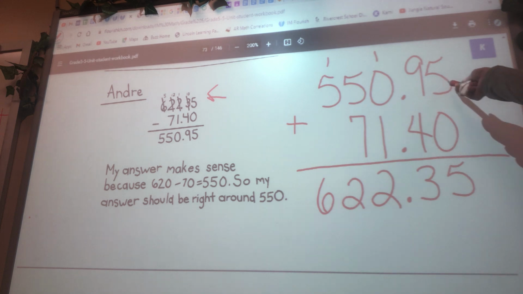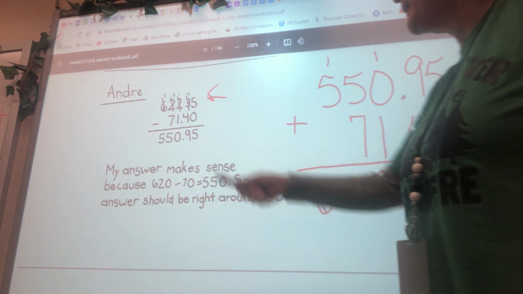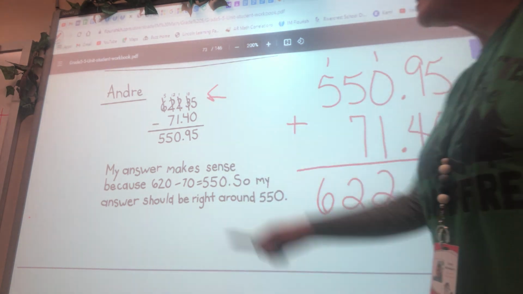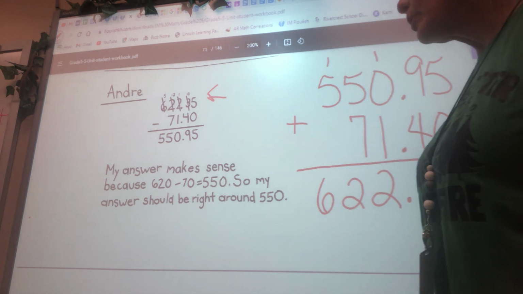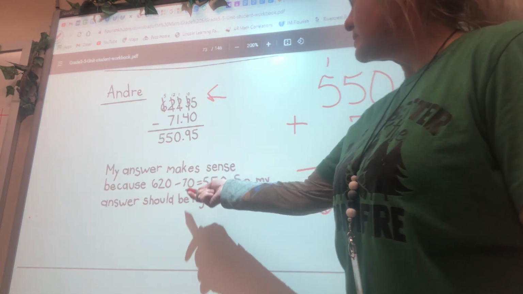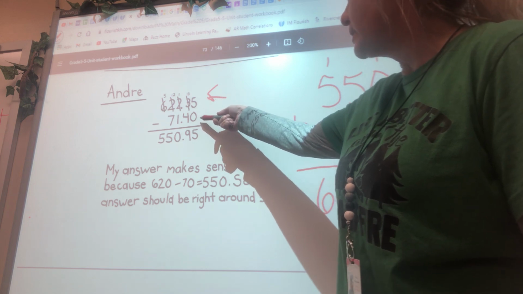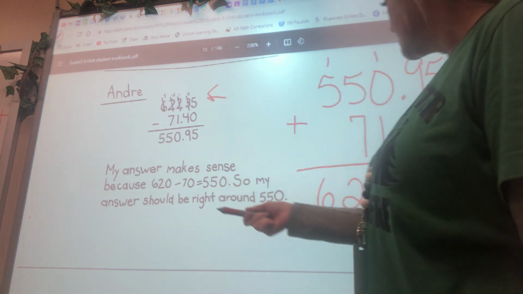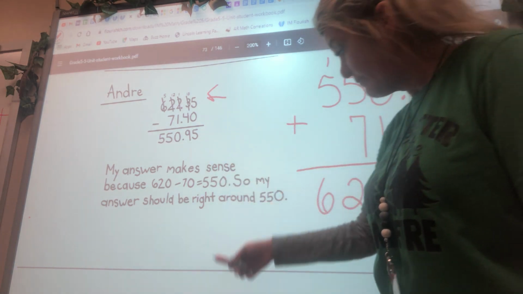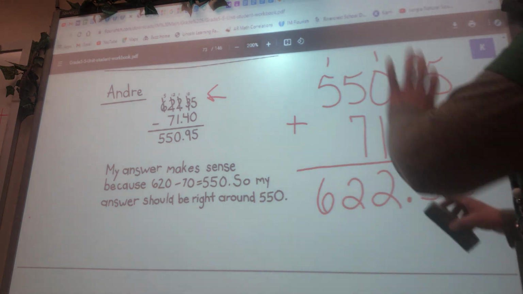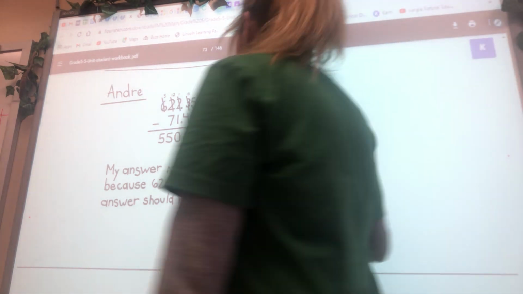And look, what did we start with? We started with his difference and added back, and we got this. So did Andre do everything correctly? Yeah, and his answer makes sense. He said it makes sense because this is about 620 and this is about 70, which would be 550. So it makes sense that the answer is just right at 550. So we always want to check, just kind of do some estimates and check. Does your answer make sense? Is it reasonable?